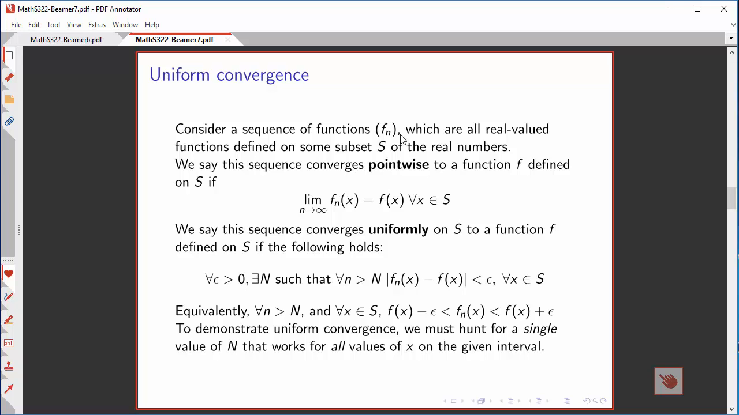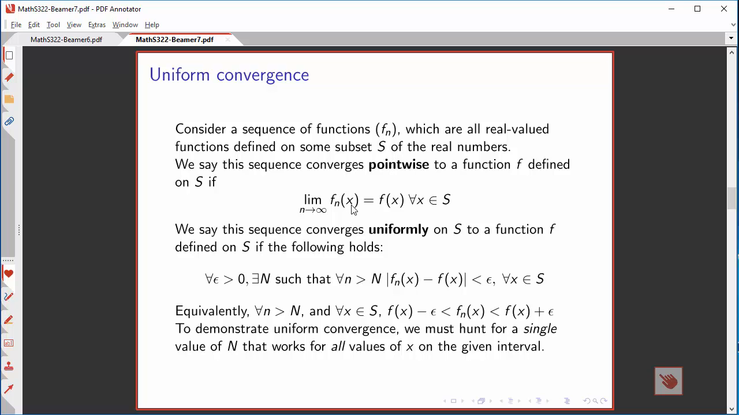So let's consider a sequence of functions defined on some subset of the real numbers. It might, for example, be the function where f1 is f of x equals x, f2 is f of x equals x squared, and so on. All these functions are defined for all the real numbers, but in particular, they're defined on the subset from 0 to 1.